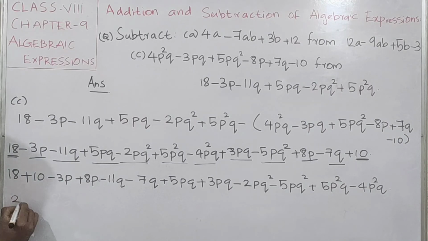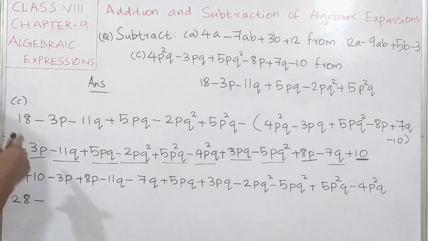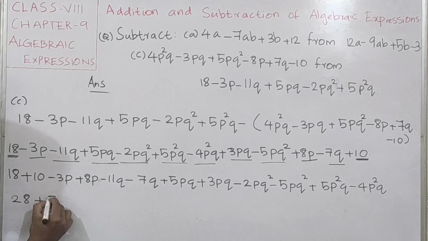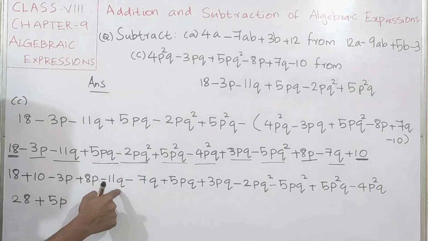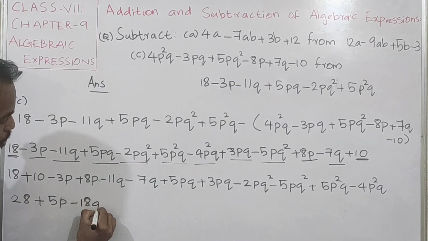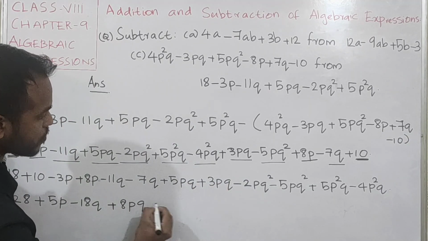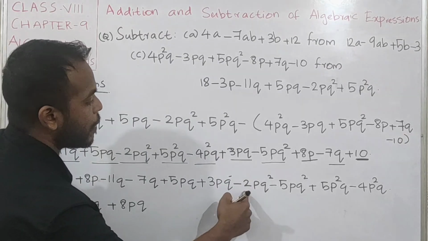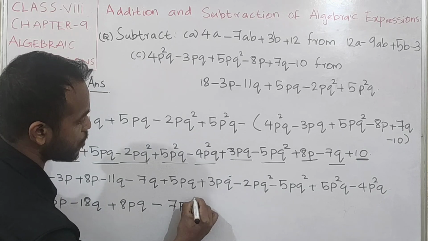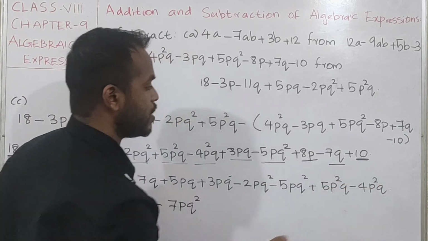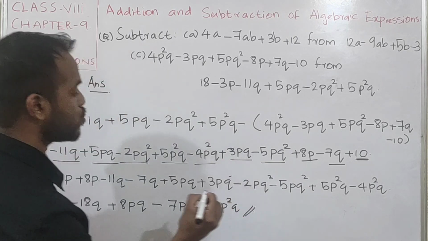18 plus 10. What is 18 plus 10? 28. Then minus 3p plus 8p. Minus 3 apples plus, sorry, 8 apples. That is plus 5p. Then minus 11q minus 7q. Minus 11 minus 7. Minus 11q minus 7q is minus 18q. Then 5pq plus 3pq. How many pq? 8pq. Then that's over. Minus 2pq square minus 5pq square. So that will be total minus 7pq square. Then 5p square q minus 4p square q. How many p square q? 1p square q, or we'll write it as p square q itself.